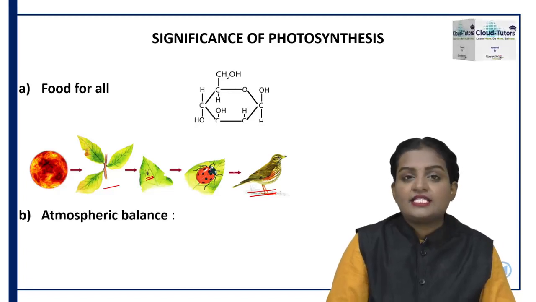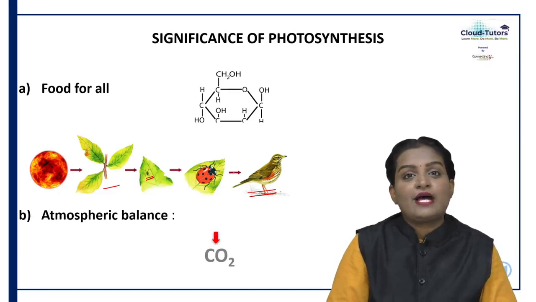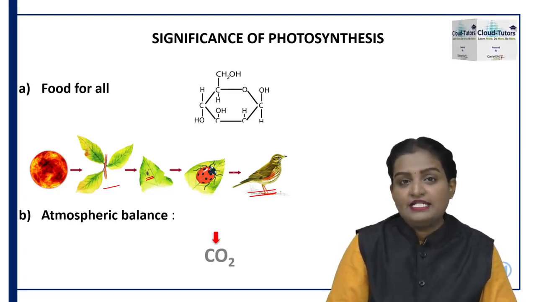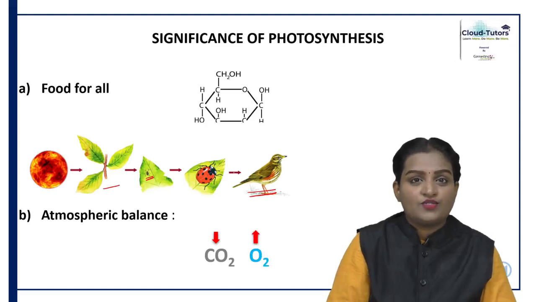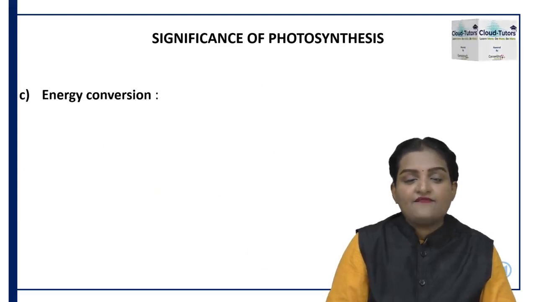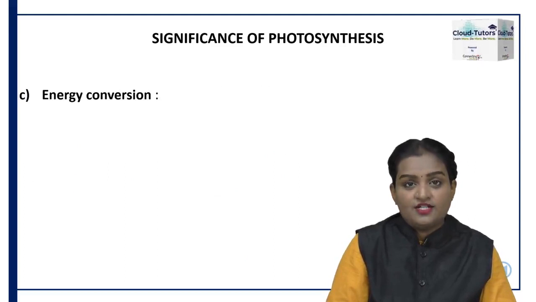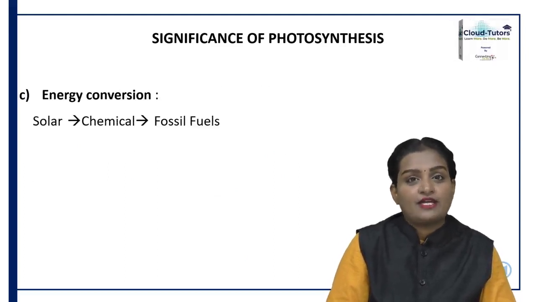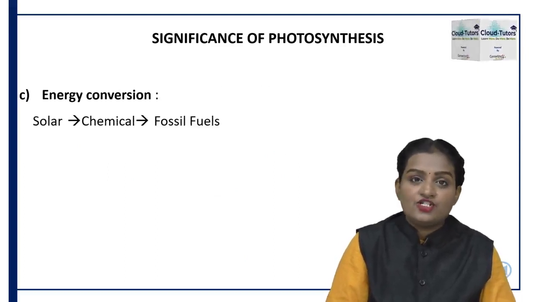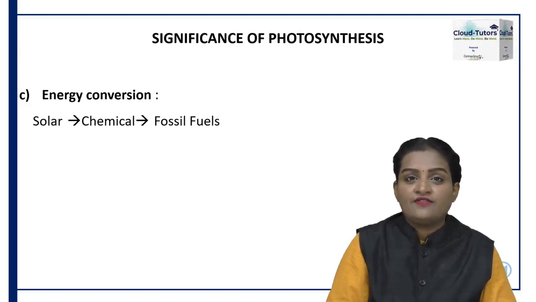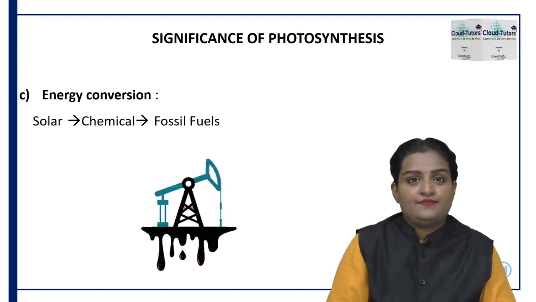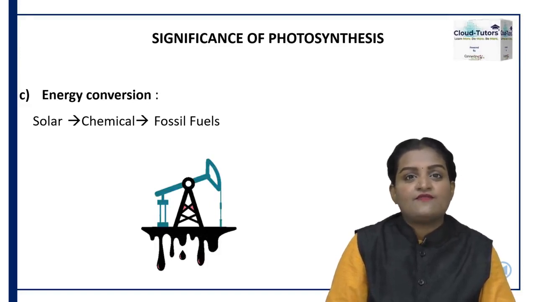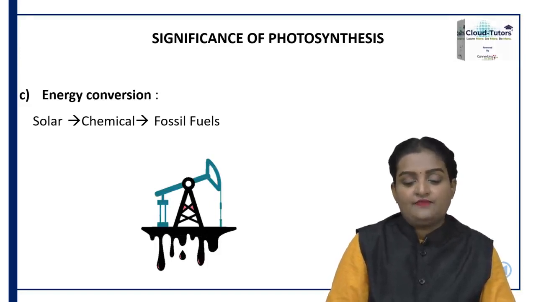Second significance is atmospheric balance, that is carbon dioxide released by our body during respiration will be utilized by the plant and it will release oxygen. Third significance is energy conversion. It converts light energy to chemical, and this chemical energy can further be converted to fossil fuels and it can be used by us. So this is the significance of photosynthesis.